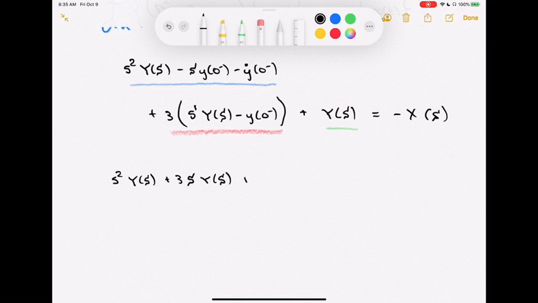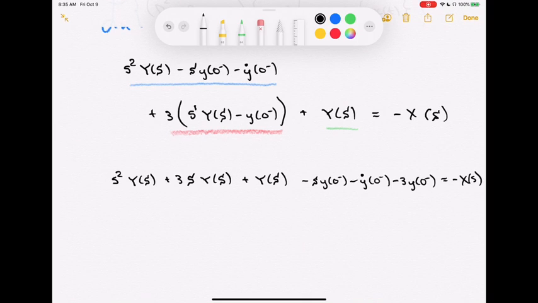And then I'm going to have a plus y of s. That's from the green term. And then I'm going to have some stuff that depends on those initial conditions, right? So I'm going to have a minus s little y of 0, and I'm going to have a minus y dot at 0, right? And then I'm going to have a minus 3y at 0, right? And that takes care of all those initial conditions. And then I'm going to have on the other side here a minus x of s, something along those lines.